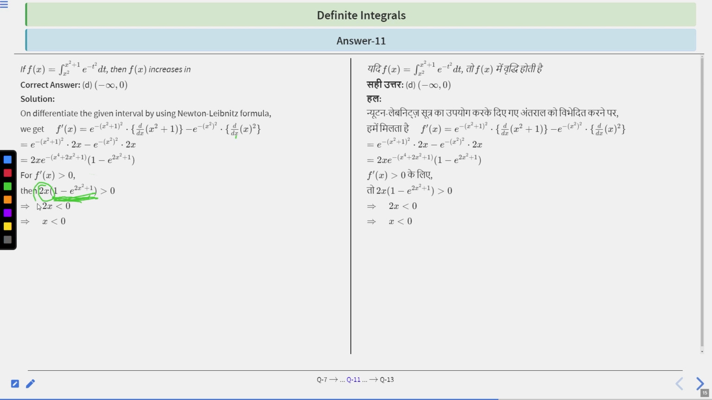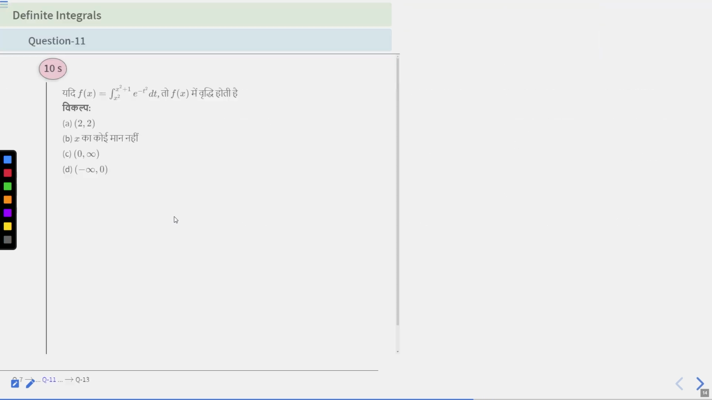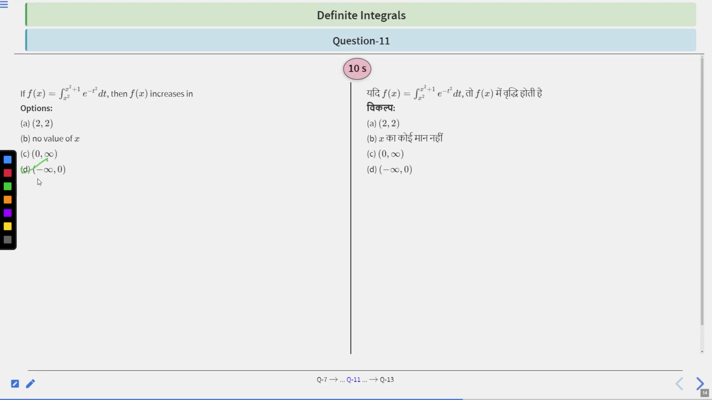Therefore, 2x should also be negative for this whole expression to be positive, right? Therefore, 2x should be less than 0, so x should be less than 0, clear? Got it? Therefore, option D is the right choice, minus infinity to 0, right? Minus infinity to 0 is the right choice, got it?